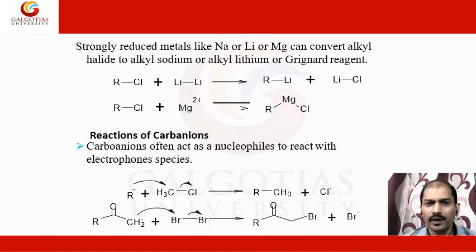So here you can see there are many more examples for this, like alkyl chlorides in the reaction with lithium and with magnesium. You can see that strongly reduced metals like lithium, sodium or magnesium can convert alkyl halide to alkyl sodium or alkyl lithium. So if you react with sodium, it will make an alkyl sodium, or if you react with lithium, it will make this kind of compound. There are many more examples of reactions in which the carbanion takes part.